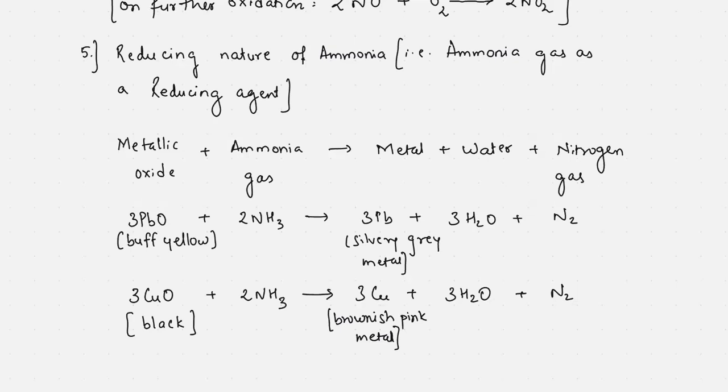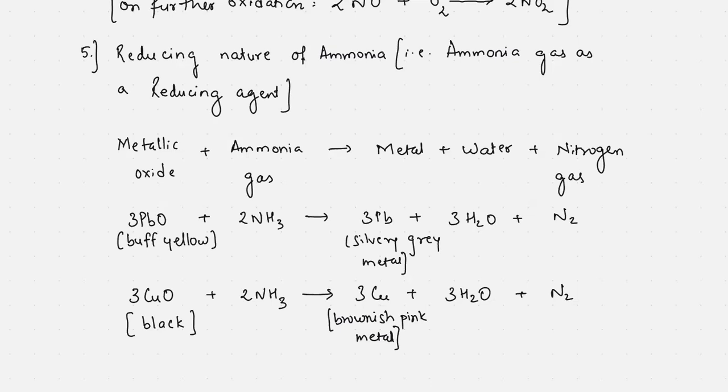So the next property of ammonia is that it is a reducing agent. When it reacts with metallic oxides, it reduces the metallic oxides to metal, and along with it, it results in formation of water and nitrogen gas. Okay. So the reduced product in this case will be the metal, and oxidized product is nitrogen. Remember one thing, a reducing agent itself undergoes oxidation, and it reduces the compound it is reacting with. So ammonia is a reducing agent, it is reacting with the metallic oxide. So it will reduce that metallic oxide to metal and itself undergo oxidation and form nitrogen gas.